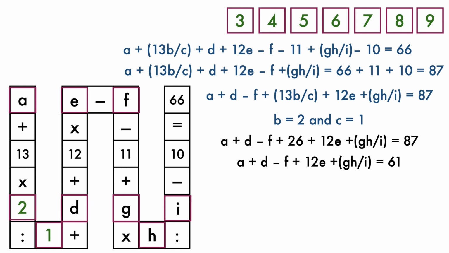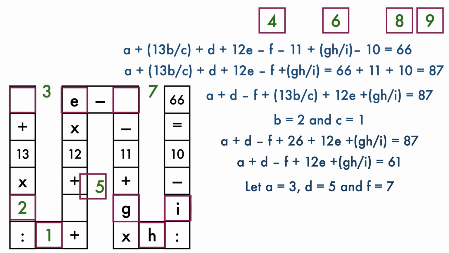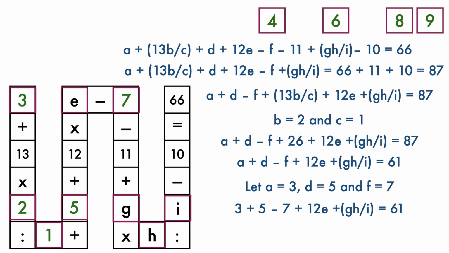The numbers remaining are the digits from 3 to 9. They include the prime numbers 3, 5 and 7. Let's get rid of them ASAP so they don't complicate the other terms. Let's put A equals 3, D equals 5 and F equals 7, which leaves us with 3 plus 5 minus 7 plus 12e plus gh over I, which is equal to 61, or 12e plus gh over I equals 60.